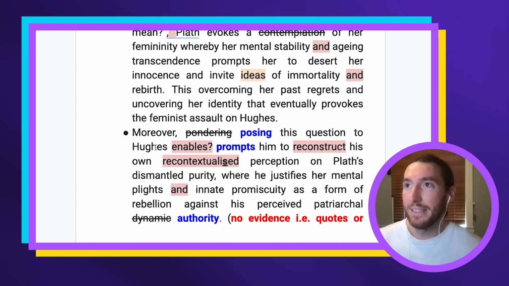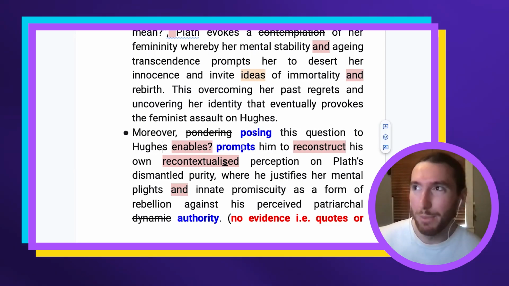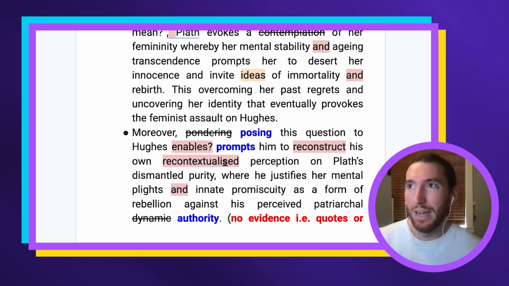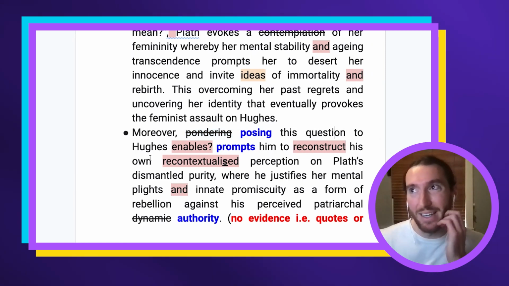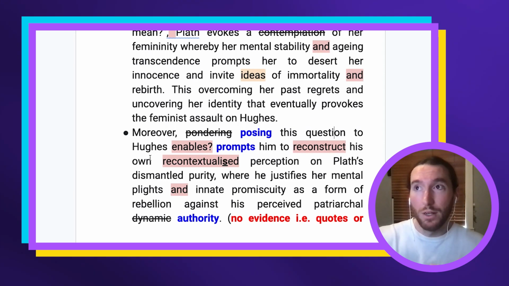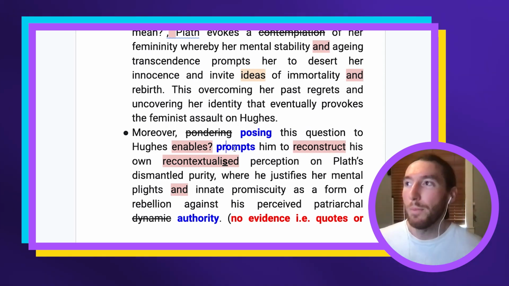Okay, so second sentence here. Moreover, posing this question to Hughes enables him. Now, I don't know if it enables him. I've changed that to prompts him. And you also had pondering this question to Hughes, which doesn't quite make sense. So I said posing this question to Hughes, Hughes being the other author whose work came out after Plath's, prompts him to reconstruct his own recontextualized perception.